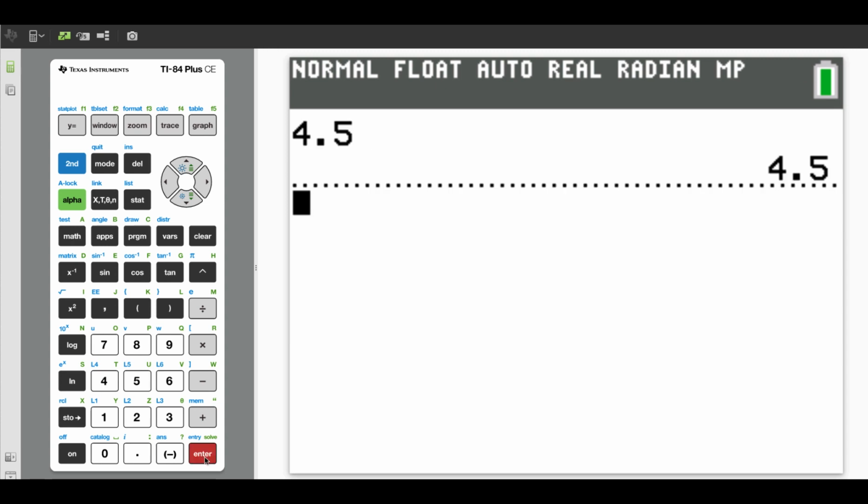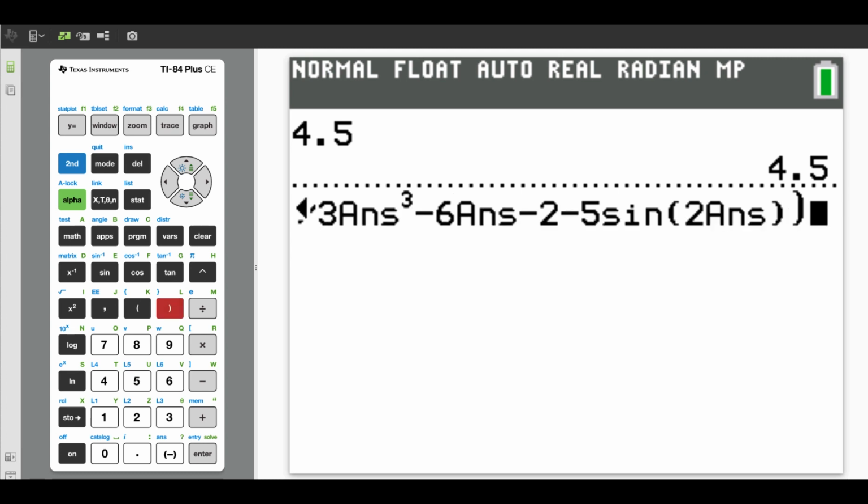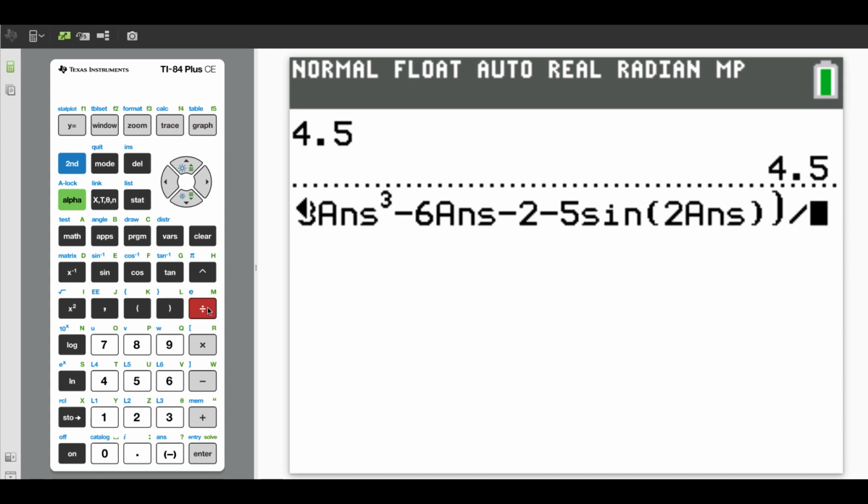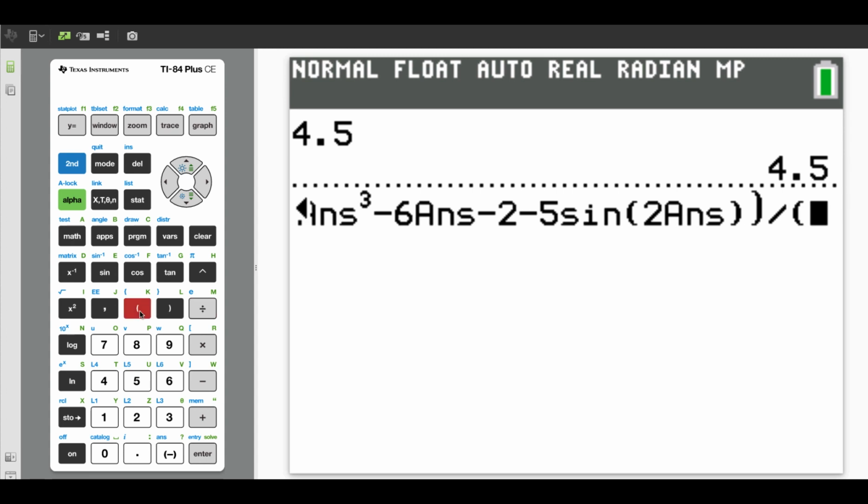4.5. Enter. And then we subtract the fraction that we've figured out. Original on top, so that's going to be 1/3 x to the third minus 6x minus 2 minus 5 sine 2x. Remember, all the x's are going to be answer instead. I don't like the way I can't see the whole screen. That makes me a little nervous. I did type in the numerator. Divided by, and I'll type the denominator in as well, but you know what? Let me move around here just a little bit.